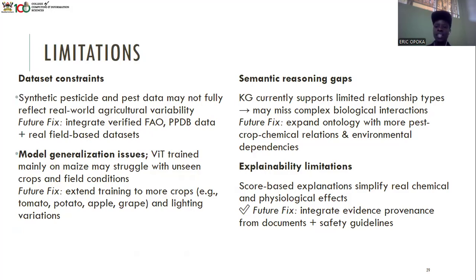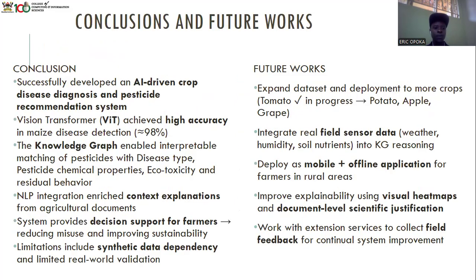Then semantic reasoning gaps. In this case, the method still works more like a black box, which works mainly on recommendation without proper reasoning. Then explainability limitations, of which in this case, it doesn't come up with its own explainability. We have to train it in one way or the other to come up with a particular recommendation.